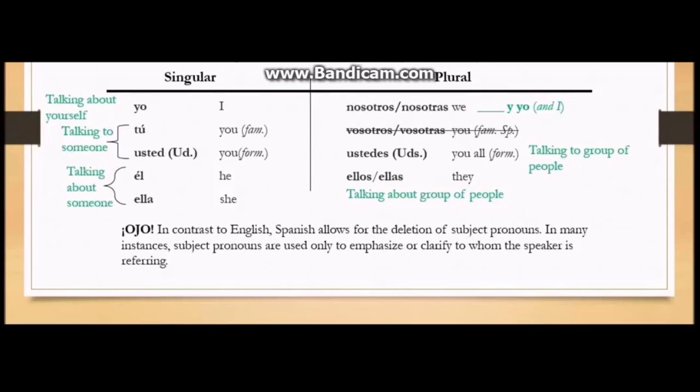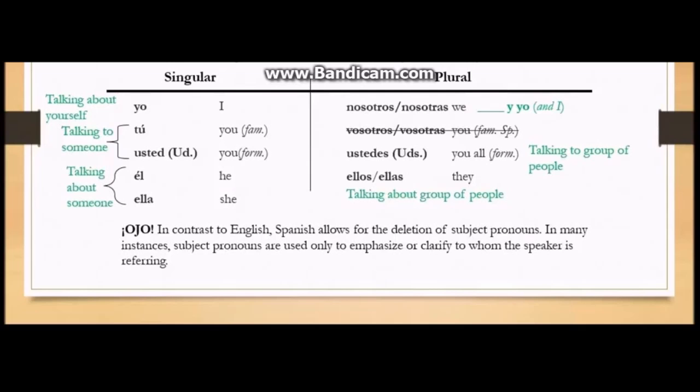Nosotros, nosotras, we. Nosotros if it's all masculine, or if it's a mixed gender group. Nosotras we use if it's all feminine. For example, let's say we have David, Rebecca, and me. So David, Rebecca, and me, I'm included, so that makes we, but because David's in there, it automatically makes it nosotros. It doesn't matter that the majority is feminine.